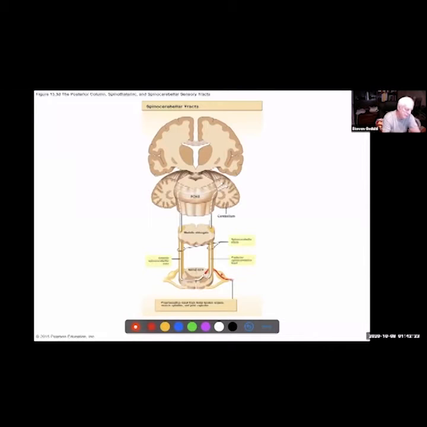Okay, and here's your spinocerebellar tract. It feeds up into the cerebellum. It does not go to the thalamus like the other ones did. You have a posterior spinocerebellar tract and an anterior spinocerebellar tract, and both of them feed into the cerebellum.